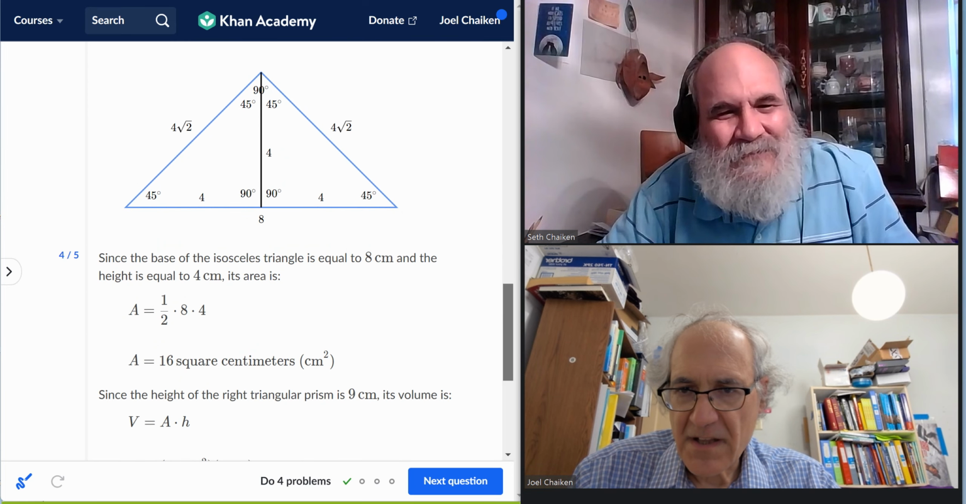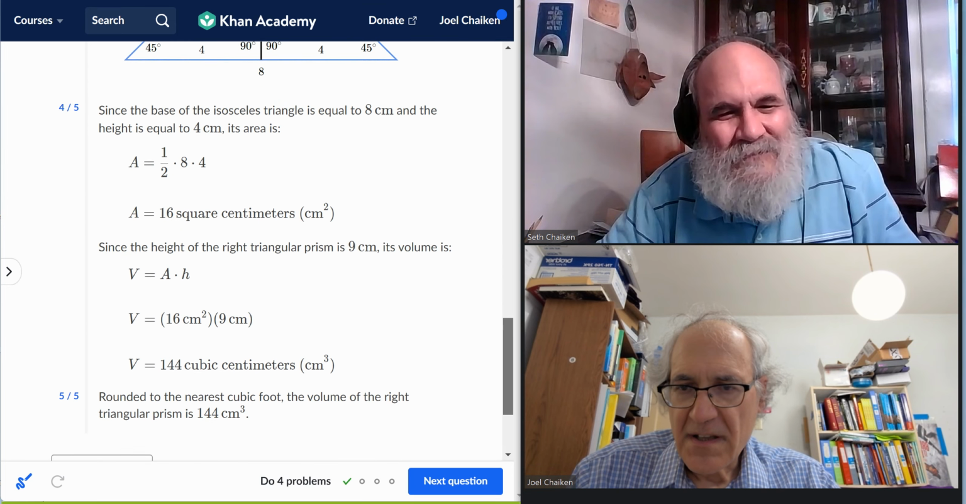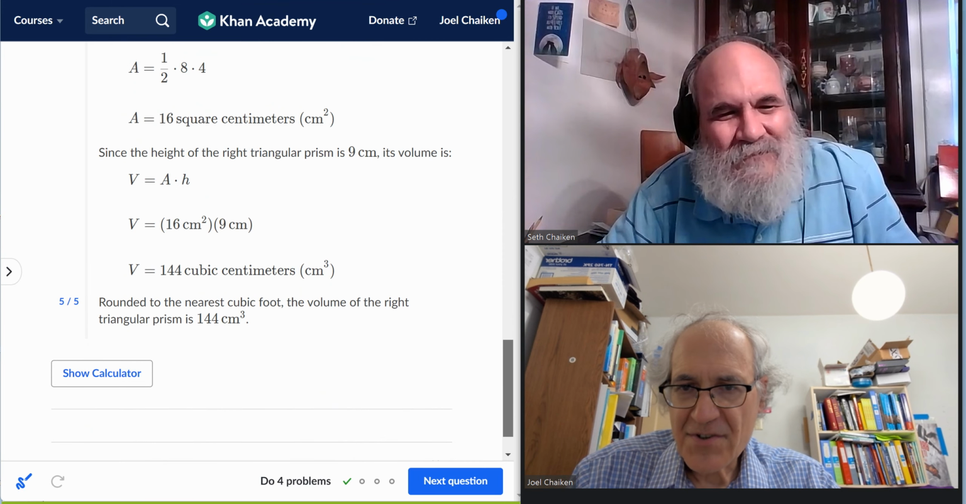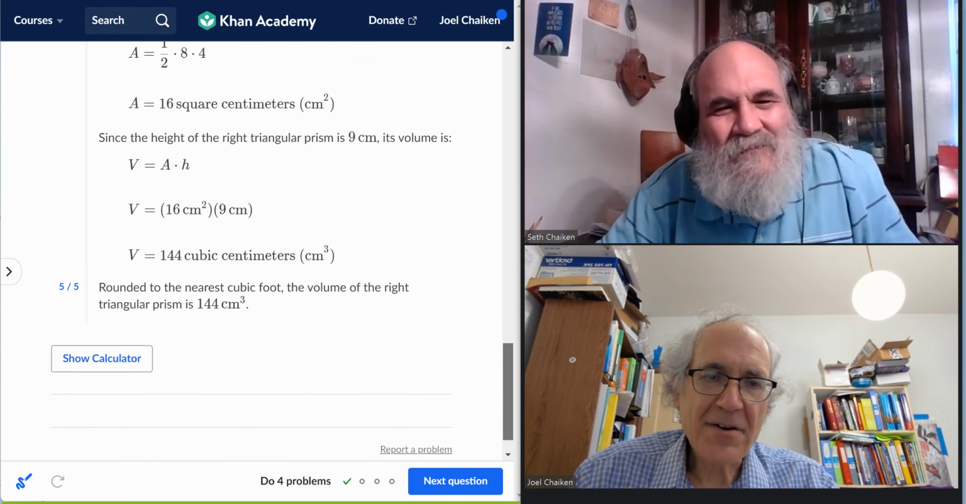Okay, great. So then you get it. 8 times 4, and then that's it. Rounded to the nearest cubic foot. That's so cute. That's completely unnecessary.